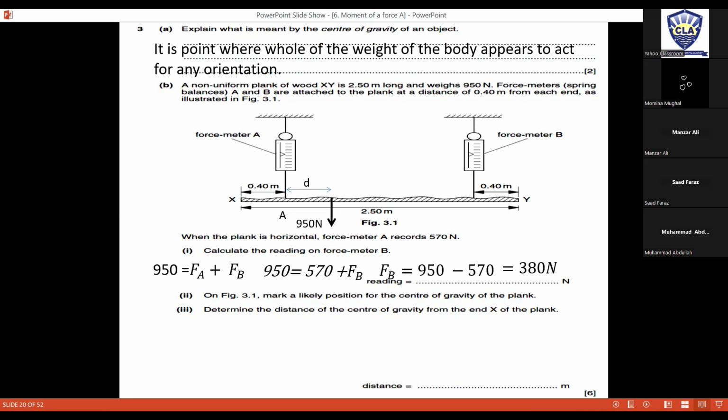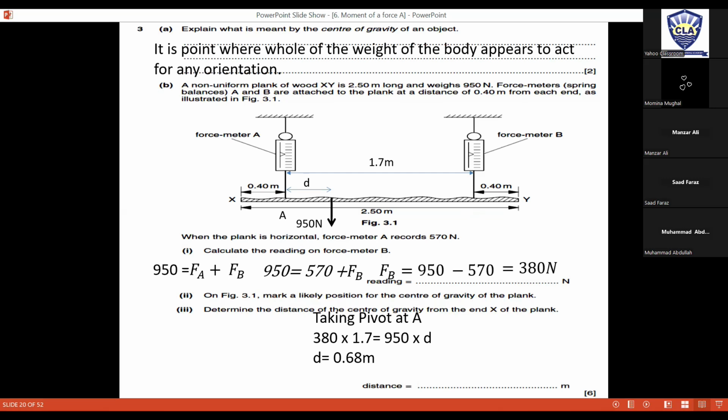In such cases, generally, we take the pivot at one of the unknown values, but we know both the values. In this case, I take the pivot at A, so that the force of 570 will not be in the equation, only the force of 380 will be in the equation. 950 will create a clockwise moment and 380 will create an anti-clockwise moment. And from there, I can find the value of D. So we know the value of D.